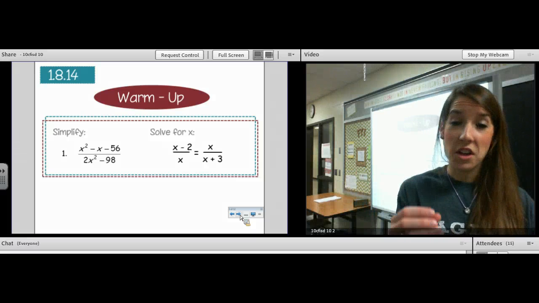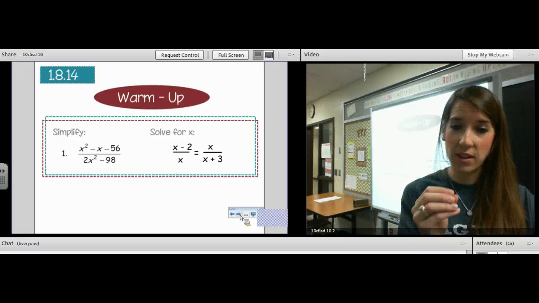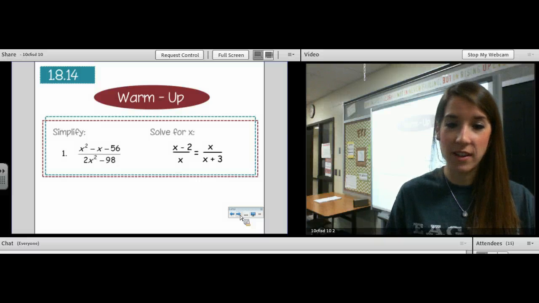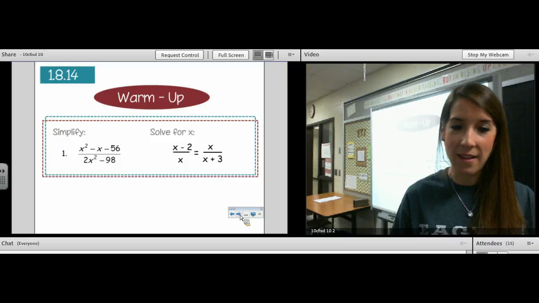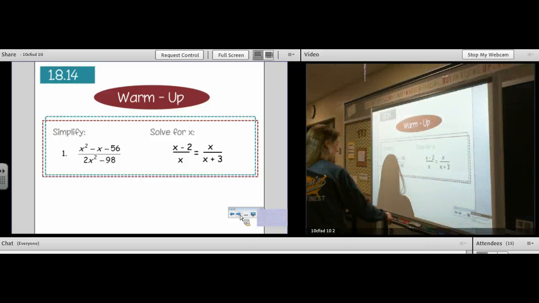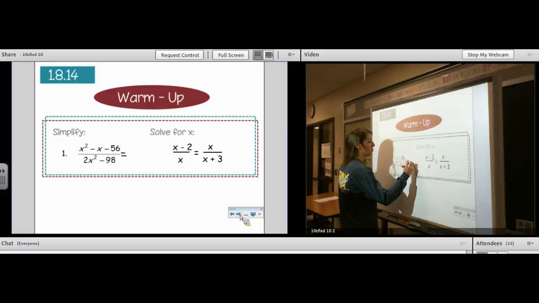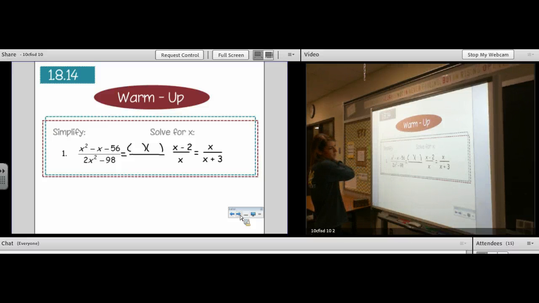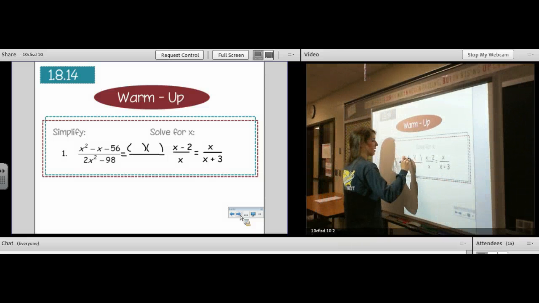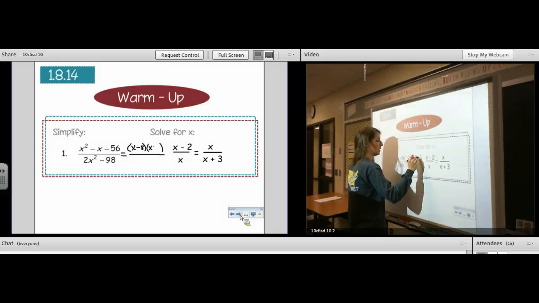You need to factor. You need to factor the numerator and you need to factor the denominator. Nope. Cannot cancel the negatives. Y'all are saying illegal stuff. I'm going to put you in math jail. So, if we factor the numerator, we would get 56. What are we going to use? 7 and 8? Okay. x minus 8, x plus 7.